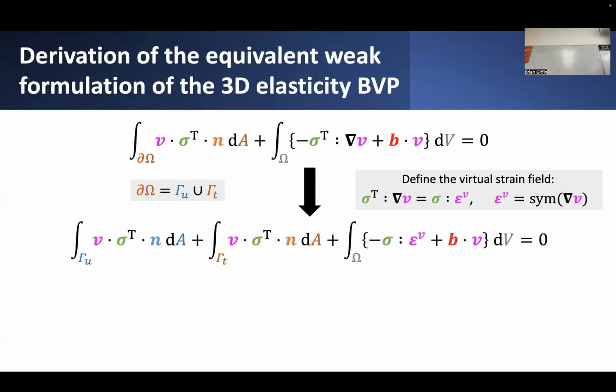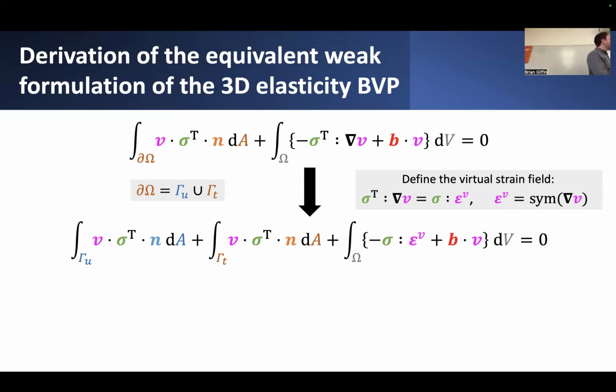Additionally, I'll go ahead and define some new quantity, which I'll call epsilon with a superscript v, which has the interpretation as being something like a virtual strain field, in much the same way that we can define strain as a tensor derived from the symmetric part of the displacement gradient. We could define this virtual strain field in much the same way as being the symmetric part of the gradient of this virtual displacement field.